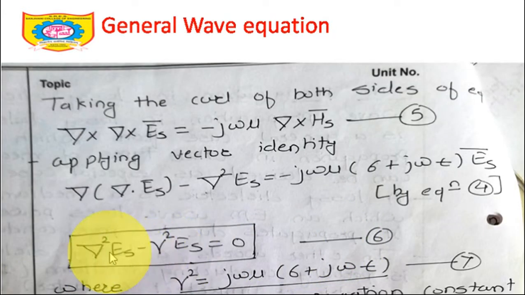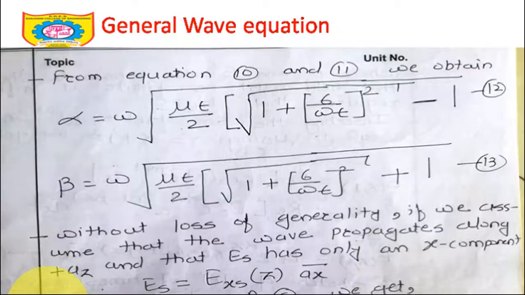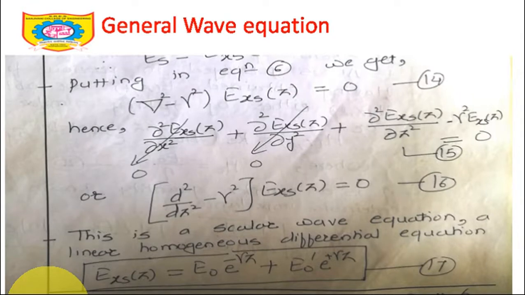This is equation 6: del square Es minus gamma square Es. We have the expression for Es as Exs of z into ax bar. If we put it here, what expression will we get? We will try to calculate. So Exs of z is put here, and del square minus gamma square, with Exs of z taken common, is equal to 0.